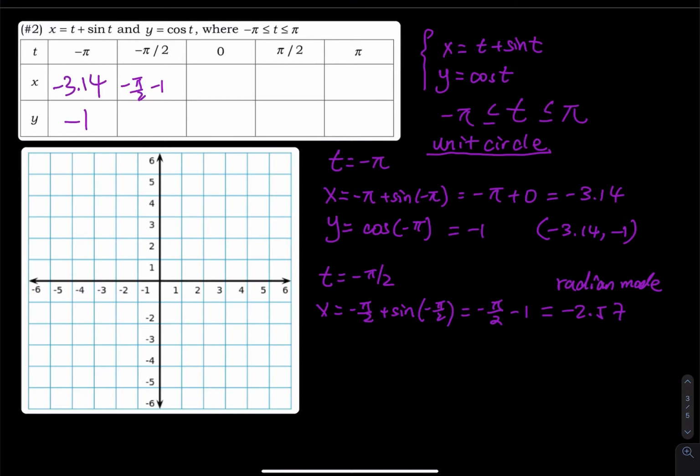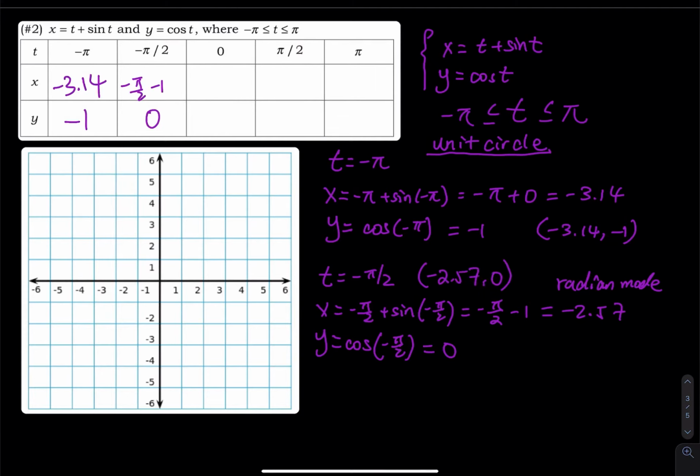And then the y value is the cosine of -pi over 2. So at that point on the y-axis, we have x equals 0. So this is a 0. Then we have -2.57, comma 0.